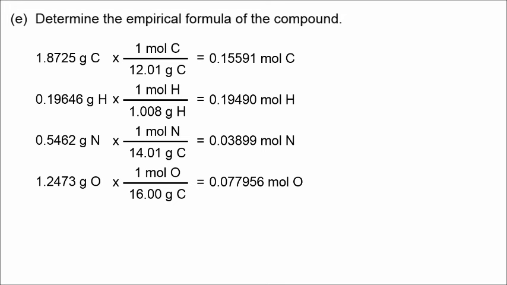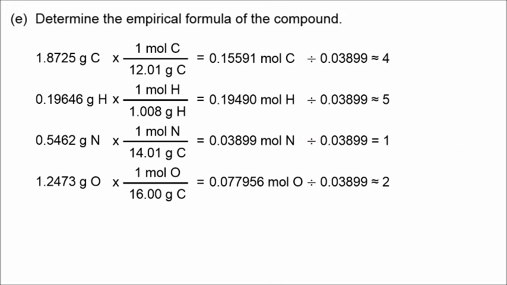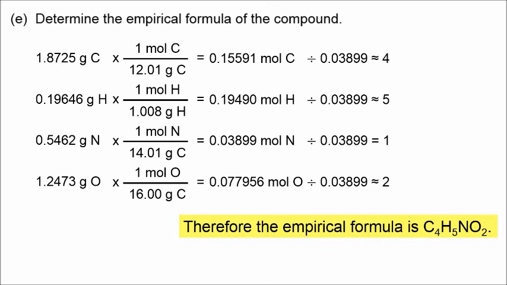The next thing for us to do is to divide all of these numbers by the smaller. The smallest amount in this case is 0.03899. So we divide each and every number by that particular value. And we get really close to a whole number. With carbon, hydrogen, and oxygen, of course, we get exactly 1 with nitrogen. So because of this data, therefore, the empirical formula of the compound is C4H5NO2.